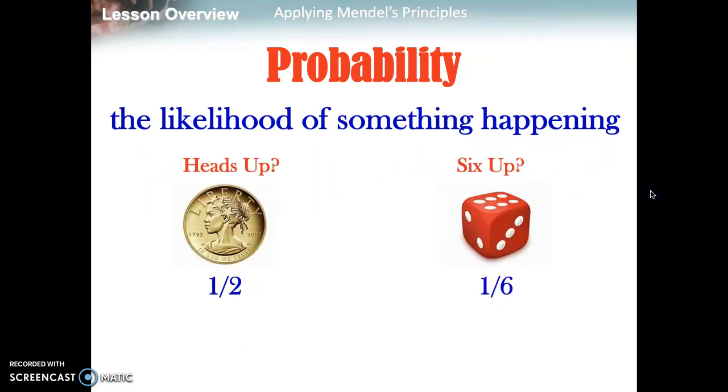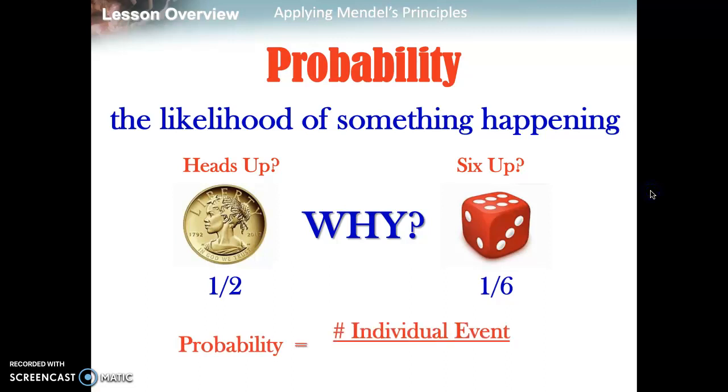As we mentioned earlier, heads up was 1/2 or 50%. Getting a 6 up is 1 out of 6. But why is that the answer? Probability is simply calculated as the number of individual events divided by the total events. As I mentioned with the coin, there's only one heads, but there are 2 sides, or 2 total possibilities. So you have 1 out of 2.